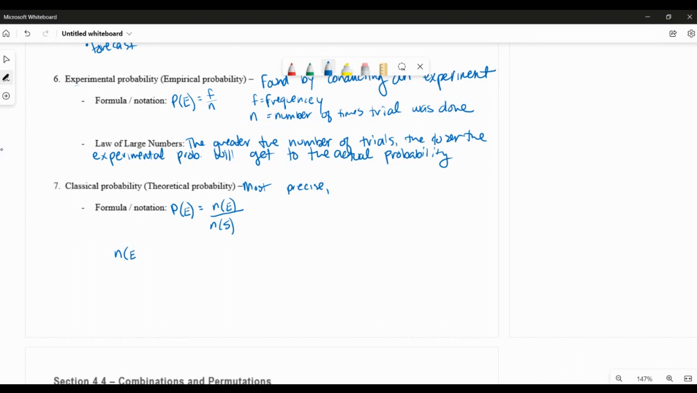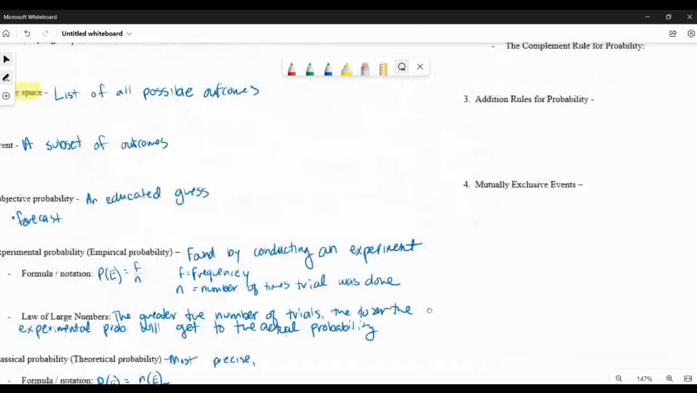Okay, this right here, N of E, represents the number of outcomes in an event. And N of S represents the number in a sample space. All right, so that's it for your vocab for this section, and we'll do some examples next.